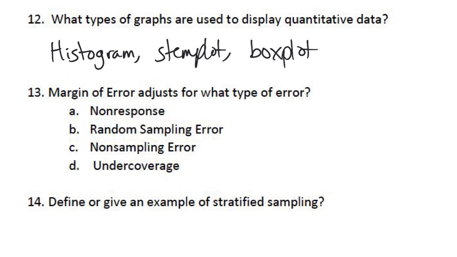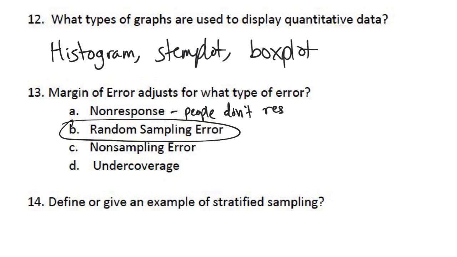Number 13 talks about margin of error and asks: margin of error adjusts for what type of error? For this one, it's random sampling error. Your margin of error has nothing to do with non-response. Remember, non-response is when people don't respond. Your random sampling error would just be error that happened by chance. Non-sampling error would be things that had nothing to do with your sampling, like maybe a data processing error.